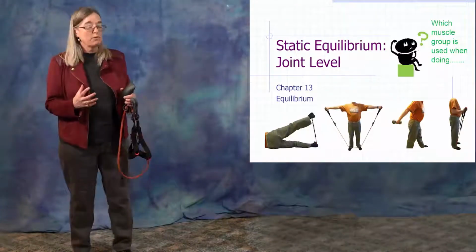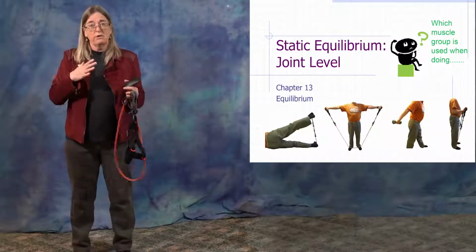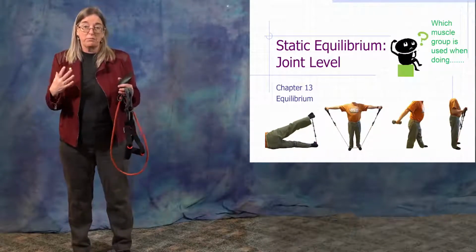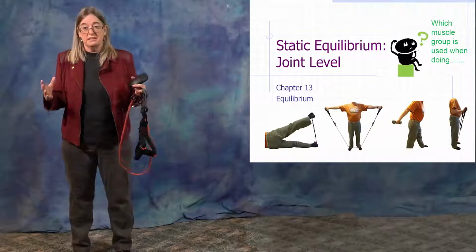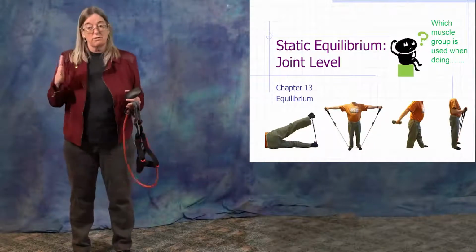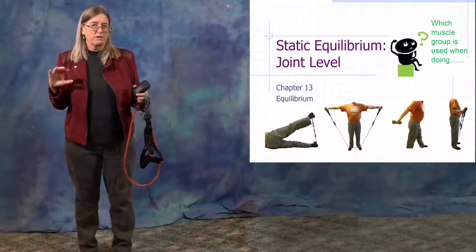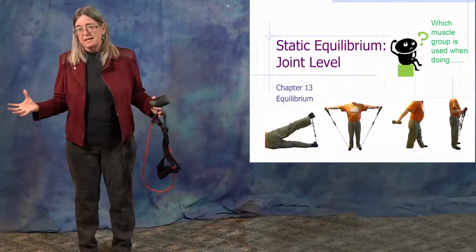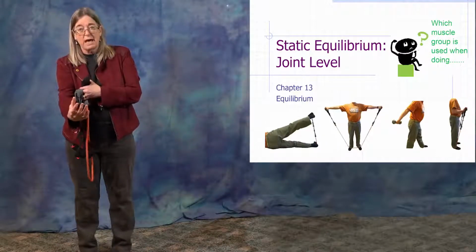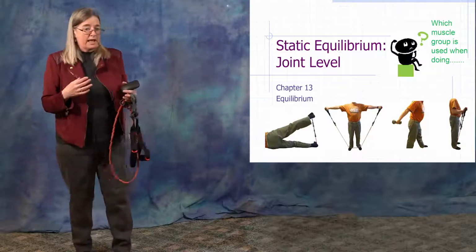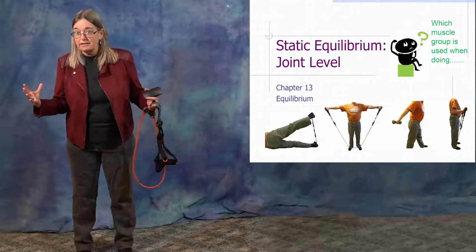Today we are going to do what I think is one of the most important ideas that you will get out of this course, and that is the idea of equilibrium at the joint level. Last class we talked about equilibrium, the idea that the sum of the forces in the x and the y direction equals 0, and the sum of the torques around a point equals 0 around an axis. And we looked at it from the perspective of a whole body. Today we're going to look at it from the perspective of, can we use that to figure out what's happening at a joint? Which ultimately tells us which muscle group is active and how active it is.